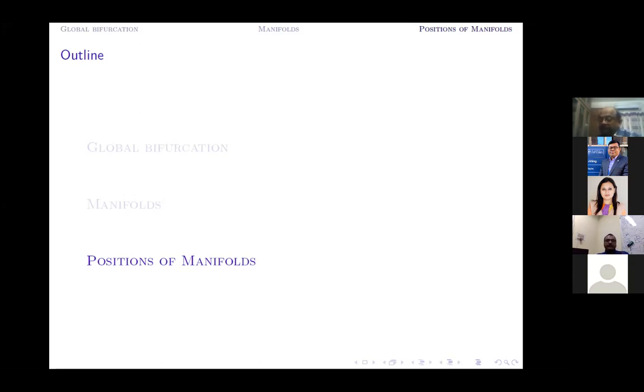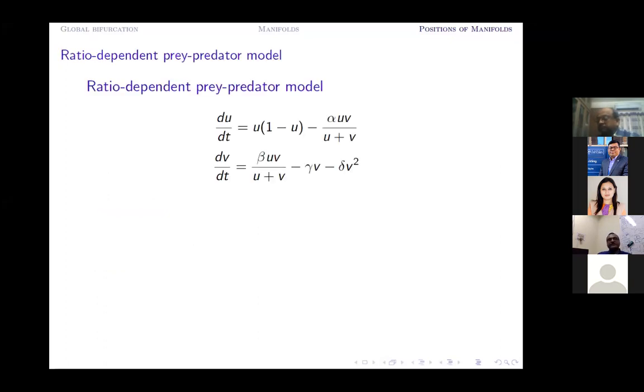Why am I going to talk about such a thing? Because now I'm going to show you one more example in the context of population biology where you can see homoclinic bifurcation. For that purpose, again, I return to the same model I discussed yesterday, that is the Bazykin type ratio dependent prey predator model.